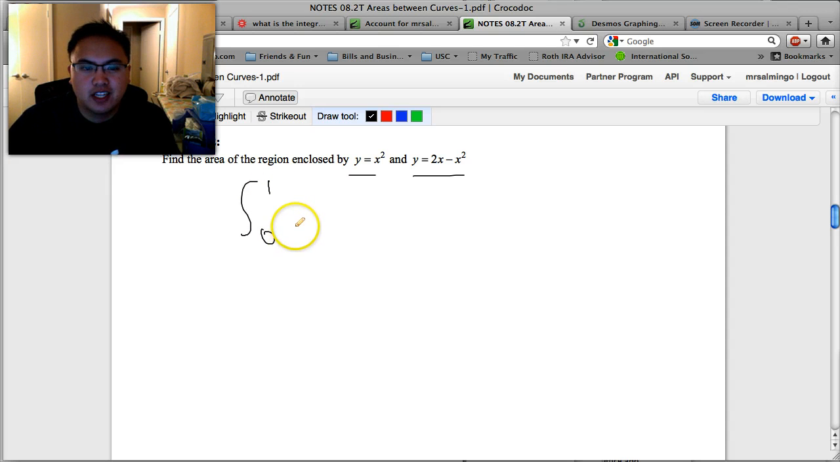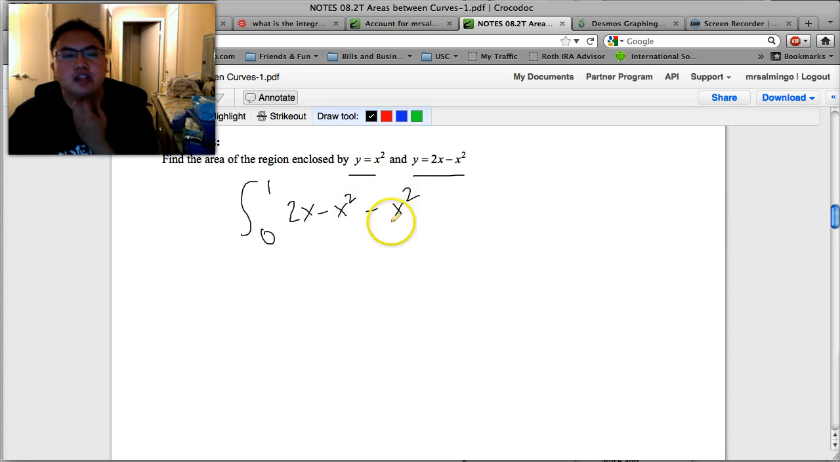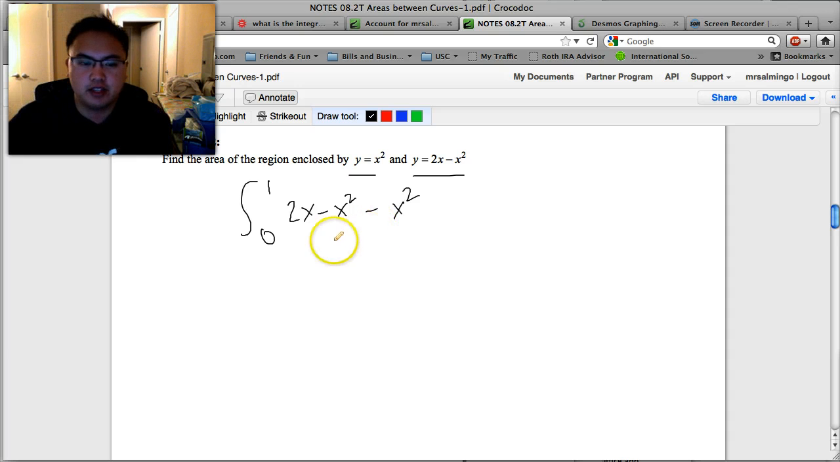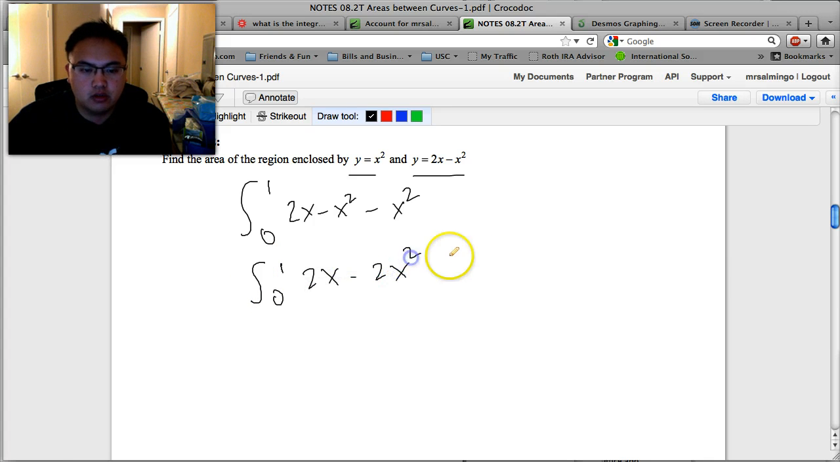You know that 2x minus x squared is on top, and minus the one on the bottom, minus x squared. Again, this is something that you should be able to do on a graphing calculator because it's a lot of work, especially for an AP exam. If you want to do it the manual way, it would look like so, right? 2x minus 2x squared. You'll notice that I have a 2 in both of them, so I could factor out that 2.